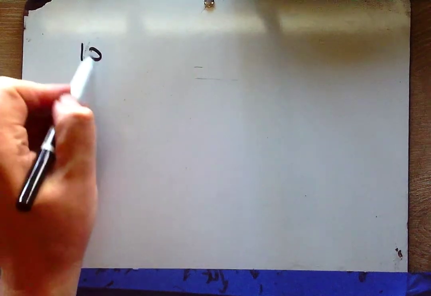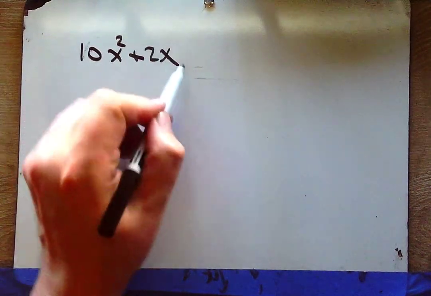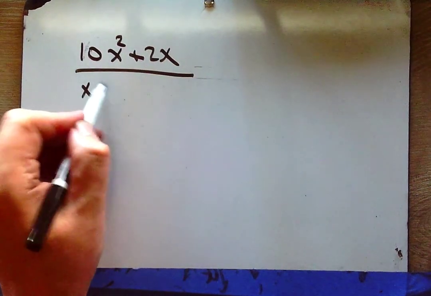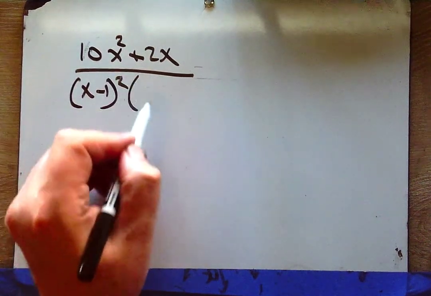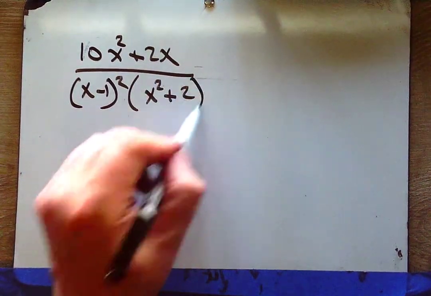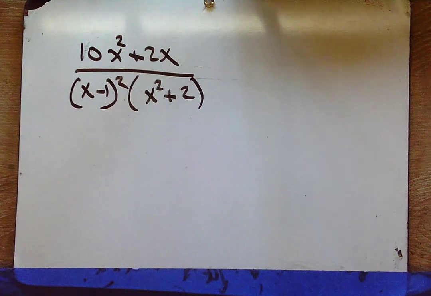Can you do this setup? We've got 10x squared plus 2x over x minus 1 squared and x squared plus d. Please do the setup for that.